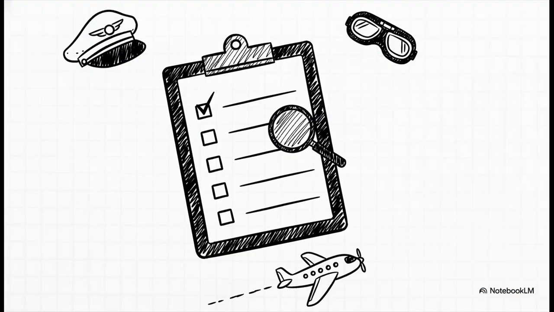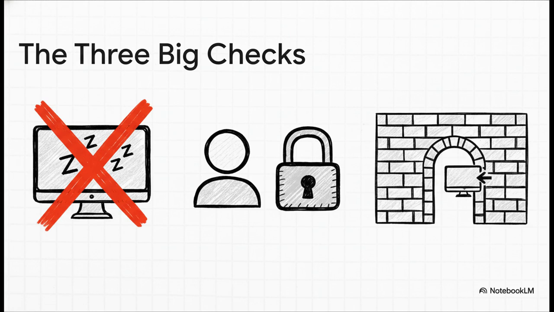So before you start pulling your hair out, let's run through a quick pre-flight checklist. Seriously, just like a pilot checks everything before taking off, checking these few things first will probably solve your connection issue and save you a massive headache. Here are the 3 big ones.